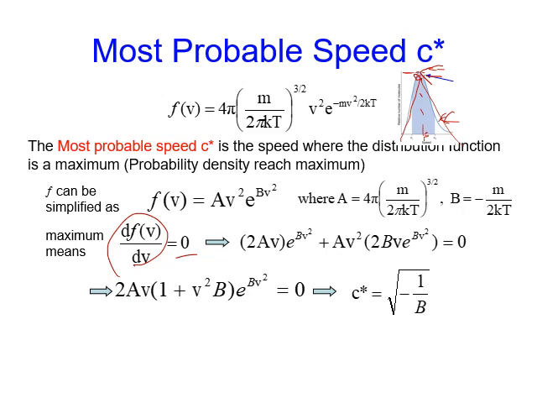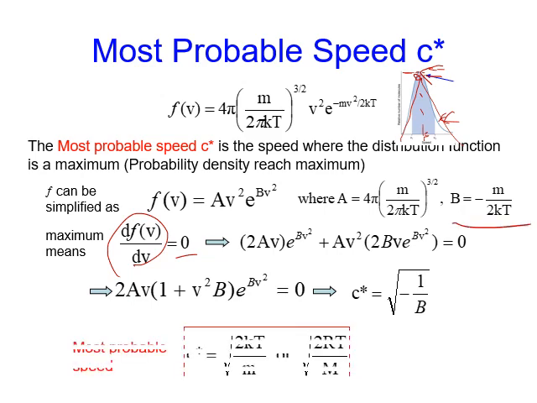The speed is square root of 1 over b. b is this number, so plug in, and you get the most probable speed is the square root of 2kT over m, or square root of 2RT over M. All right, so we showed several important speeds: the most probable speed, the average speed, the mean square speed. We're going to summarize in the next slide.